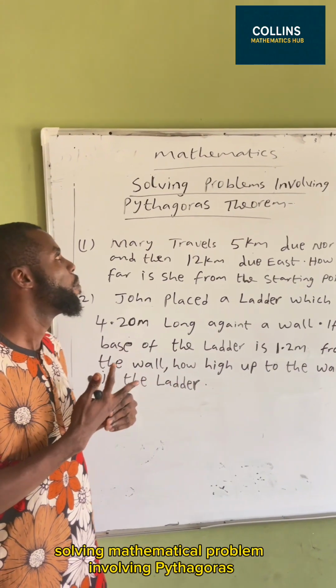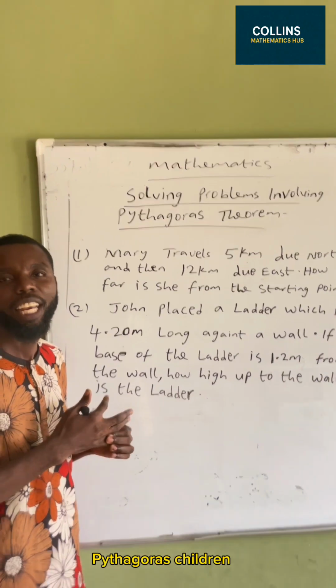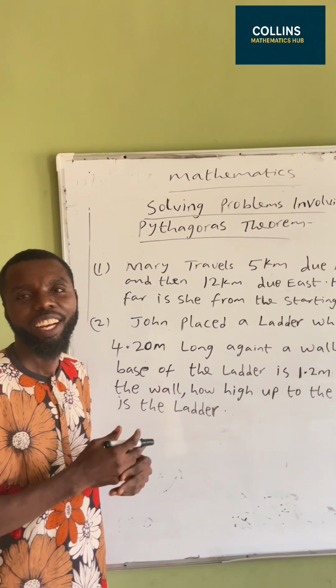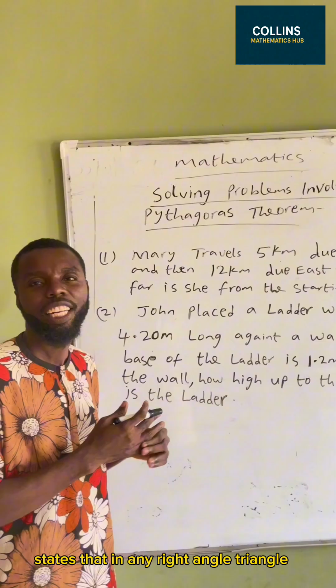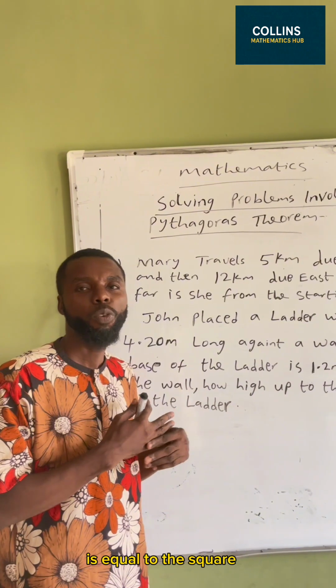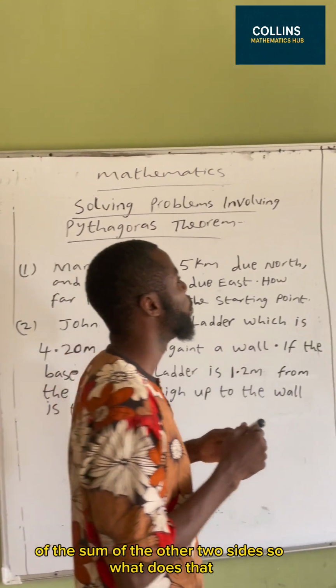Today we are going to be looking at solving mathematical problems involving Pythagoras Theorem. The question now is, what is Pythagoras Theorem? Pythagoras Theorem says that in any right angle triangle, the square of the hypotenuse is equal to the sum of the squares of the other two sides. So what does that connote?